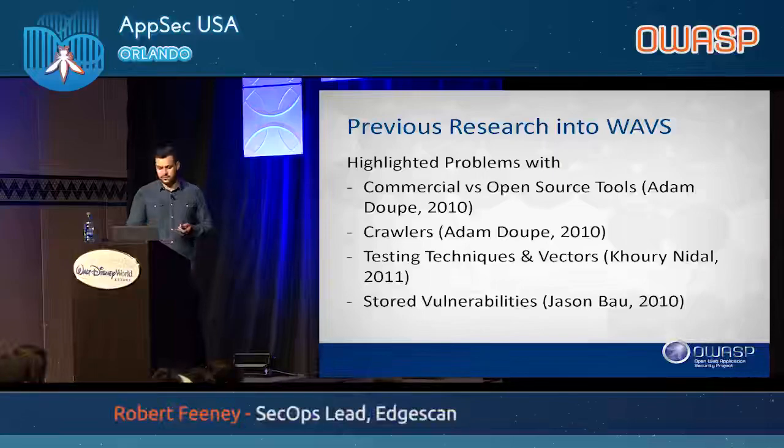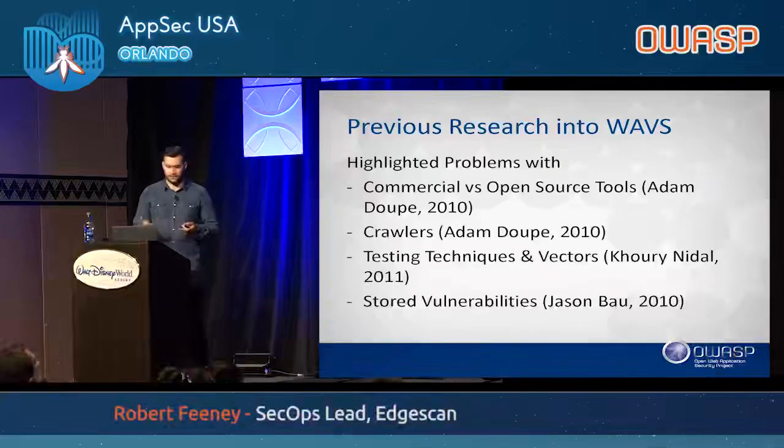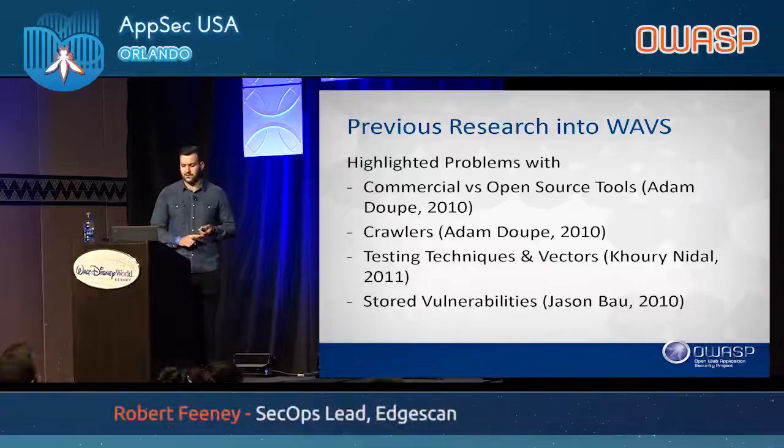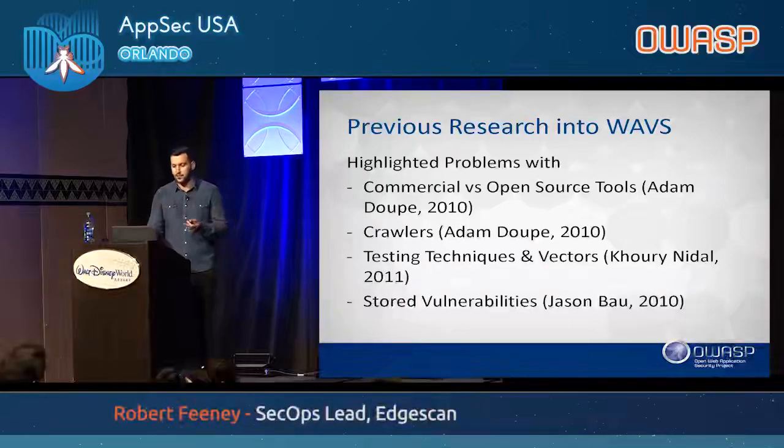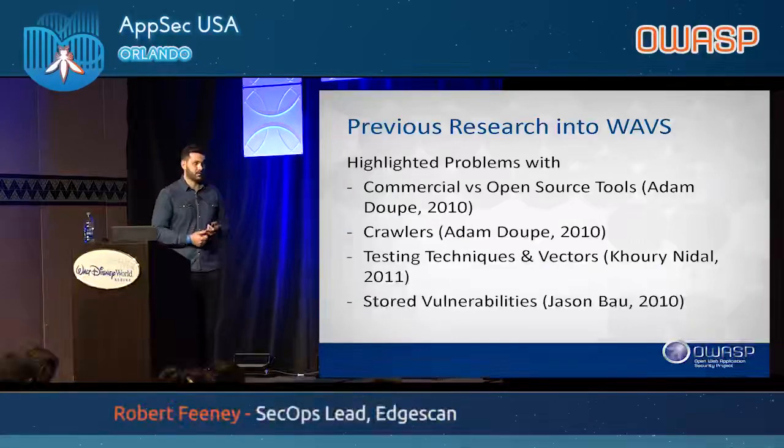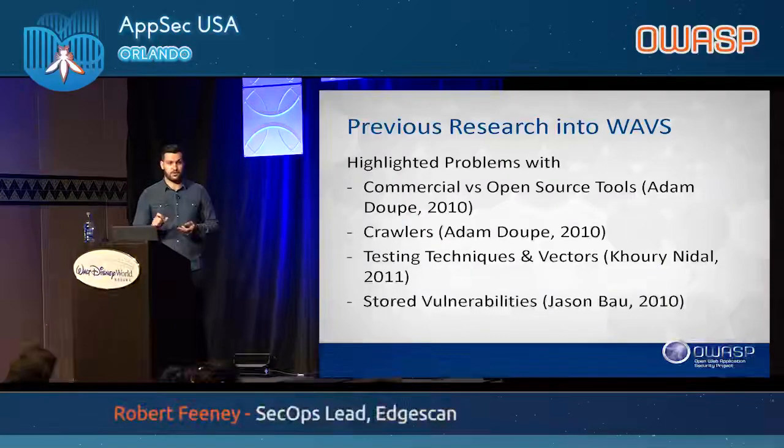And this study found a number of issues. The first issue that it found was that, as we would expect, the commercial tools are a lot better at finding vulnerabilities than the open source tools. It also found that there were issues with the crawlers and the web applications.